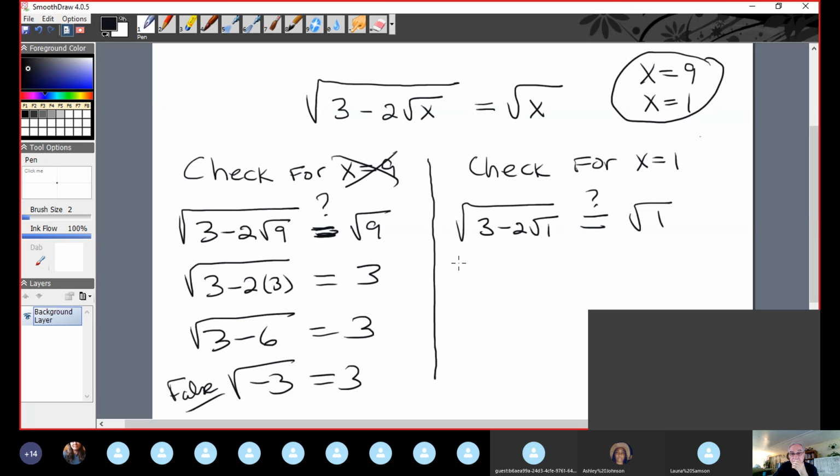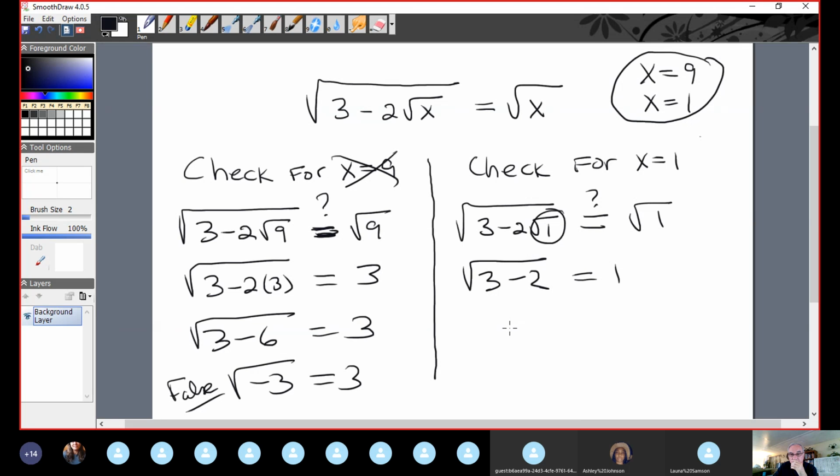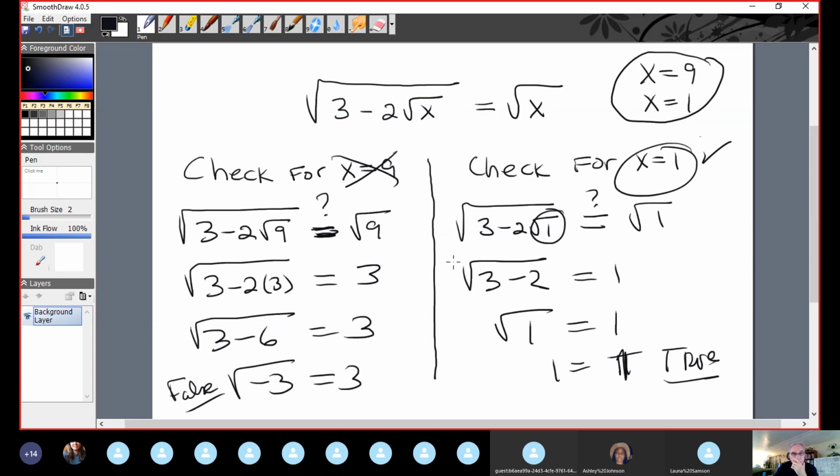Let's go to the second. Square root of 1 is 1. 3 minus 2, because this is 1 and the 1 is invisible here, should be 1. And 3 minus 2 is 1. So 1 equals 1. This is true. This is perfect, nice. And the solution set for this equation is just 1. Only one solution. Any question?